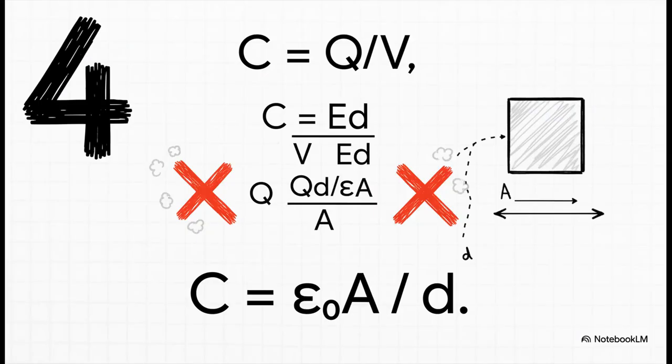And now for the grand finale. We take our expression for V, plug it into the definition, C equals Q over V, and look at that. The Q's cancel out, just like we said they would. We're left with this wonderfully elegant result. C equals epsilon naught times A over d. This is huge. It tells us the capacitance only depends on the geometry, the area of the plates, and how far apart they are. That's it.